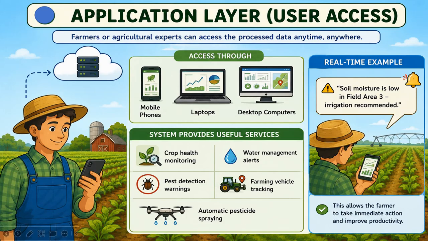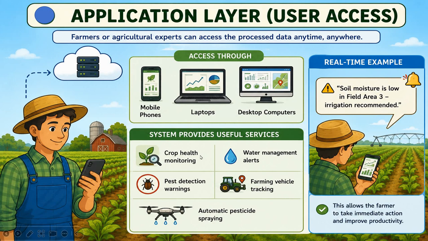So after the data has been collected by the sensors, it is transmitted through the communication networks, and then it is analyzed by the cloud or the server, and the results are presented to the user in an easy to understand format. And the application layer can be accessed using different devices such as mobile phones, laptops, desktop computers, tablets, and many other devices.